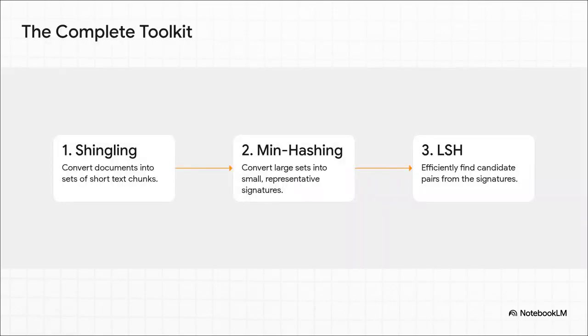So to recap the whole toolkit we just explored, we start with shingling to break documents down into sets of text chunks. Then MinHashing works its magic to turn those huge sets into small representative signatures. And finally, locality-sensitive hashing uses that awesome banding technique to find the likely candidate pairs from those signatures. It is just a beautiful, elegant 3-part solution.